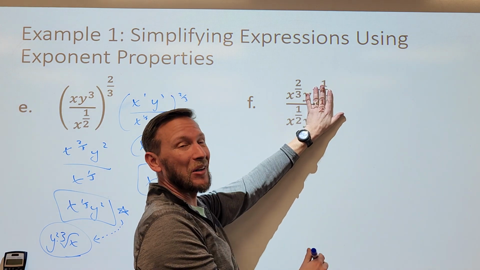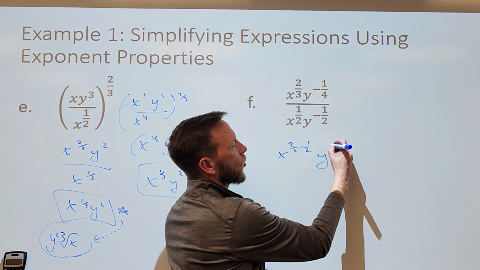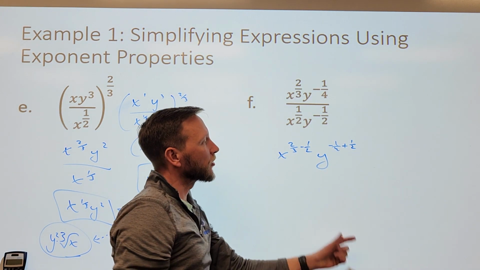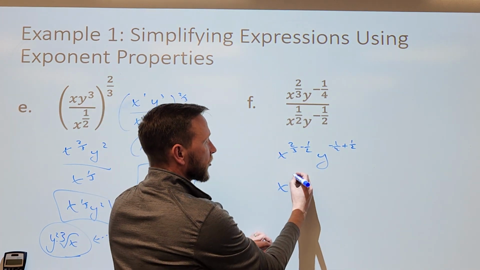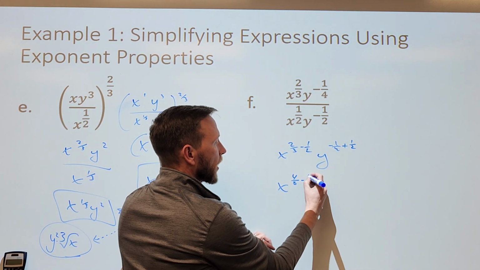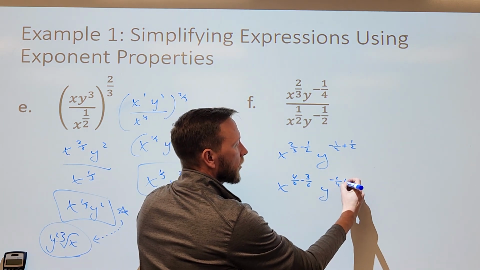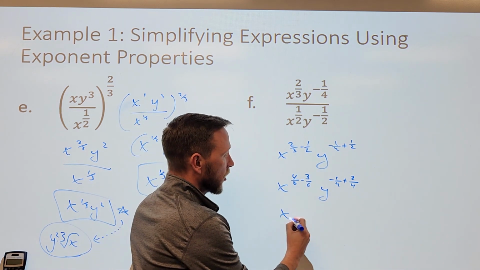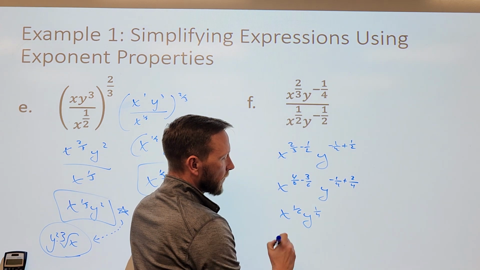Here though, we're going to have to do our subtraction. So we're going to have x to the 2/3 minus 1/2, y to the negative 1/4 minus negative 1/2. And so we might need to use our calculators on that, and if that's the case, that's okay. 2/3 is the same as 4/6, 1/2 is 3/6, negative 1/4 and 2/4 would be the common denominators there. So we get x to the 1/6, y to the positive 1/4.